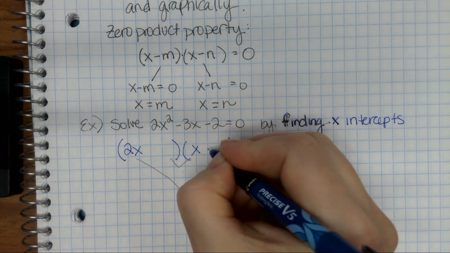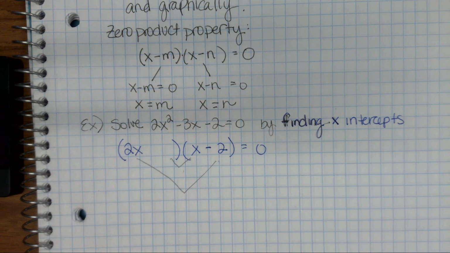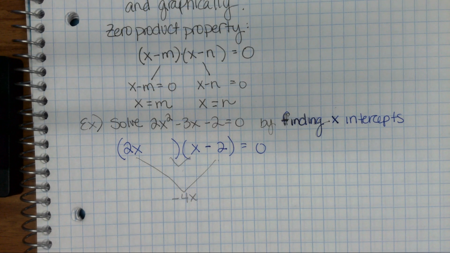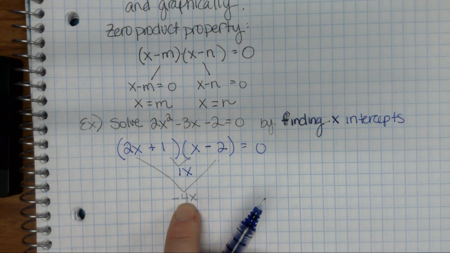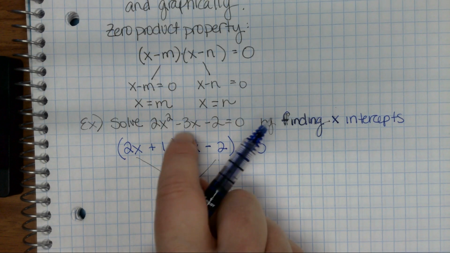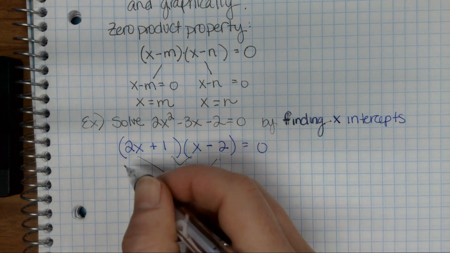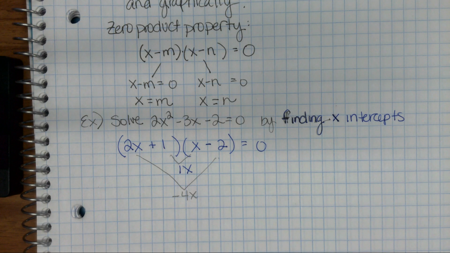Okay, I'm thinking I'm going to put the -2 here because that gives me a -4x. And I'm going to put a +1 here because that gives me a 1x. And doesn't -4x plus 1x add up to be -3x, that middle term? Now, you might have to have a pencil and erase things and play around with it. That's where it comes from. All right, now I'm not done. I have to solve it.